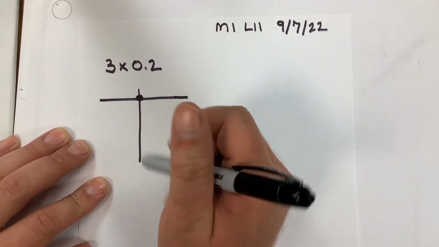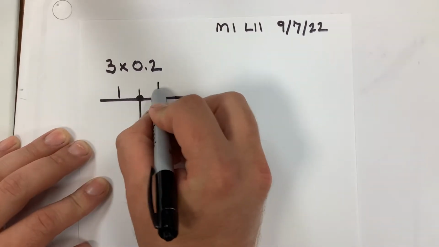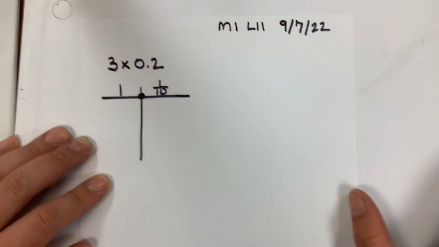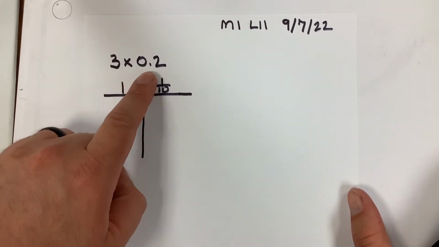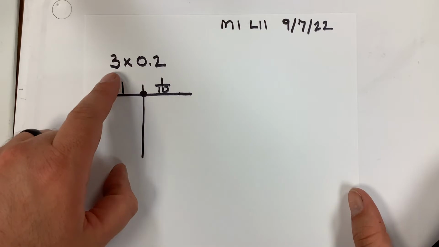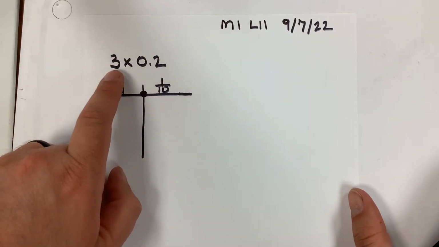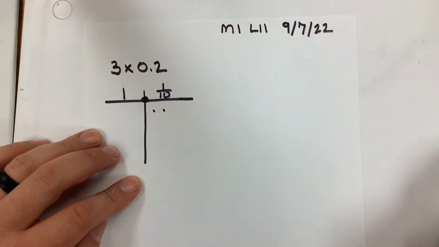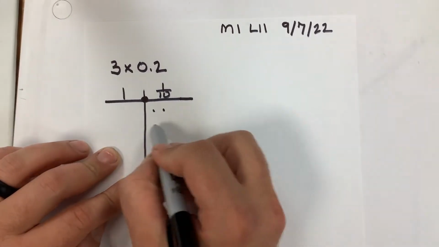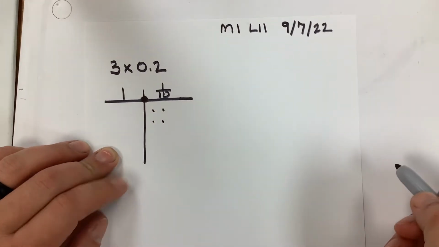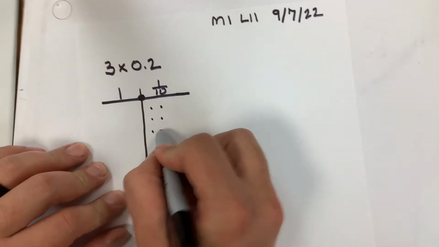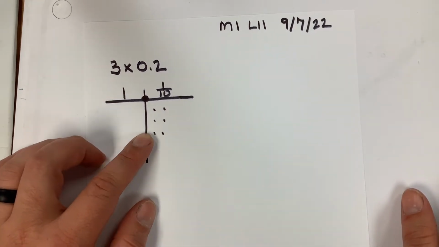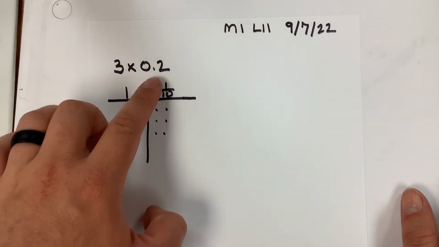So I make my place value chart here. I got my ones and I got my tenths, just in case I got to do some bundling. So what I'm looking at is what my decimal number is, and how many copies I'm going to make. In this case, I'm making 3 copies of 2/10. So here's 1 copy of 2/10, 2 copies of 2/10, 3 copies of 2/10. So now I've made my 3 copies of 2/10.